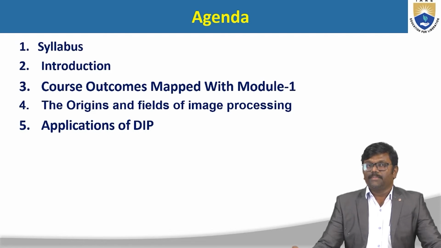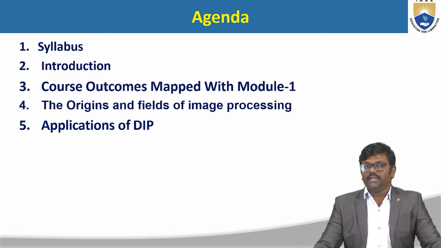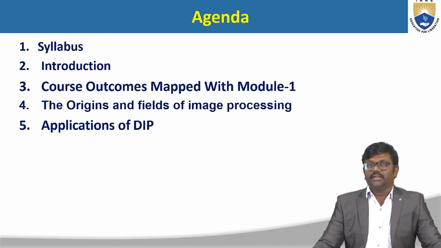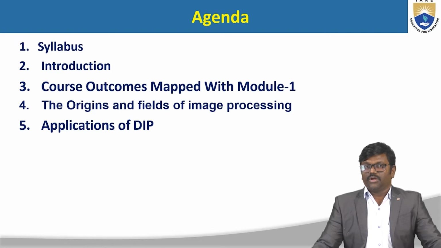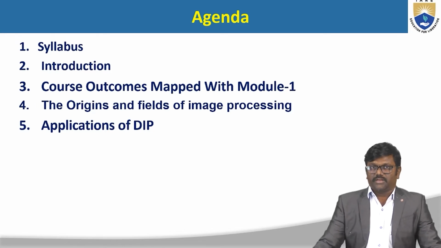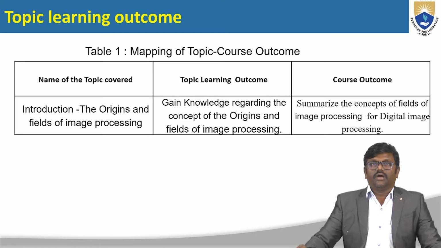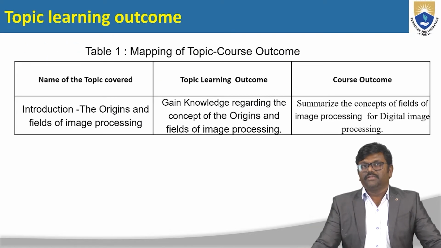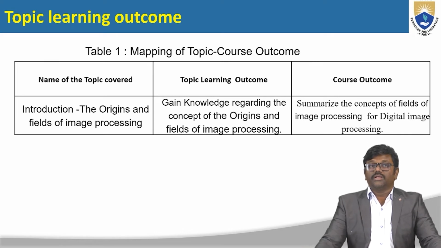I also planned today's lecture extendedly from the syllabus, that is the origins and fields of image processing. The 5th one is the applications of digital image processing. These 5 topics we are going to discuss right now. When I started this module 1 as image processing fundamentals, how can I map this towards student achievement?